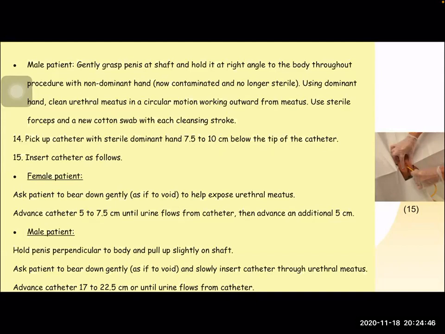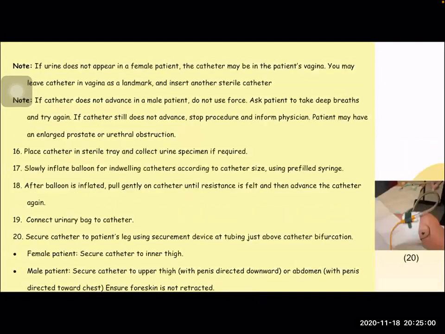For the male patients, hold the penis perpendicular to the body and pull up slightly on the shaft. Ask the patient to bear down gently or to cough and slowly insert the catheter through the urethral meatus. And then advance the catheter 17 to 20.5 centimeters or until the urine flows from the catheter.